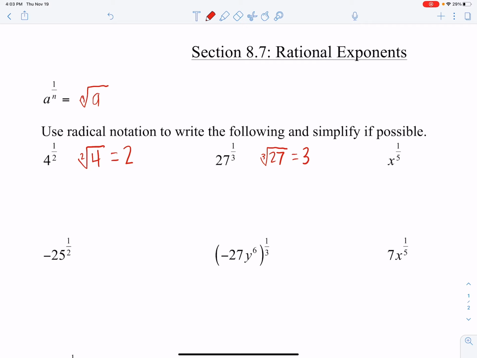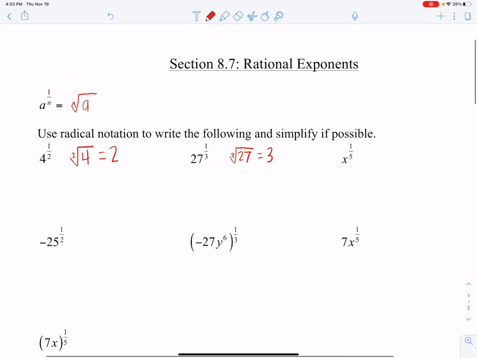If we have x raised to the 1/5, this one we can't really calculate a numerical answer because it's a variable, but we can write it in root form. And since it's a 1/5 exponent, that would be the 5th root of x.